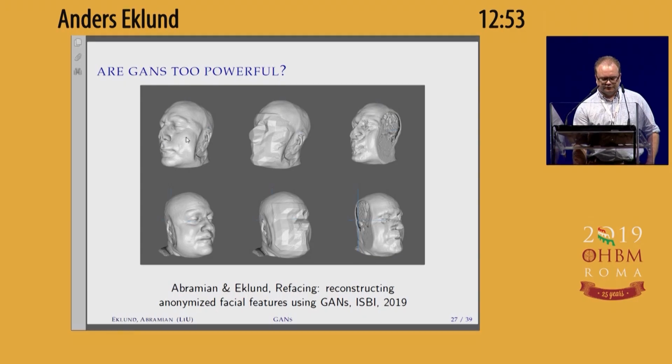So here the two domains are the original data without face blurring and the data after face blurring. And then we used CycleGAN to learn to translate between these two domains. And this is only a two-dimensional GAN, so it doesn't use any 3D information. It's only trained on sagittal slices, but still we can sort of recover the face. So since GANs are so powerful, maybe we need to redefine what we mean by anonymized data.